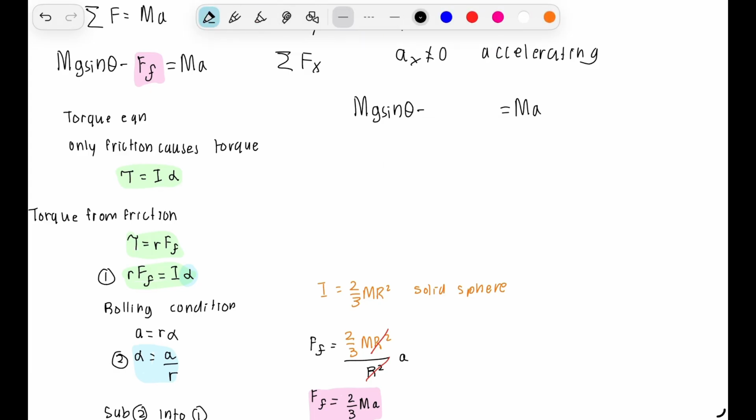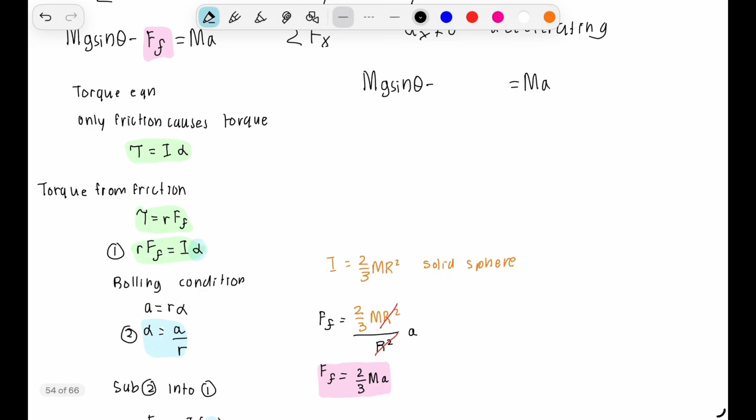Okay. Now we have minus 2 over 3 a is equal to ma. Now we just solve for a. We want to get a. So we have mg sine theta is equal to ma plus 2 over 3 ma.